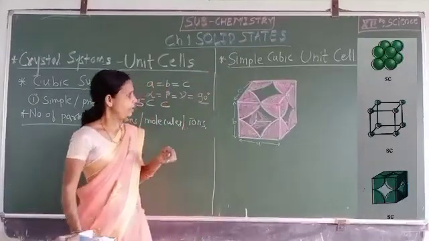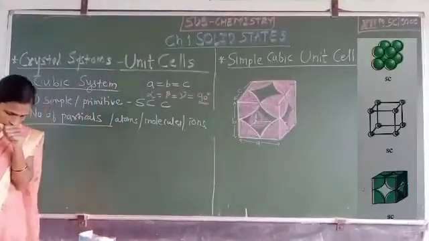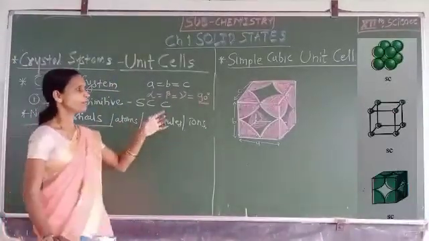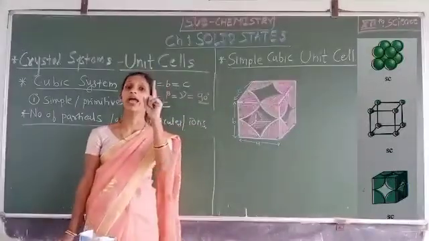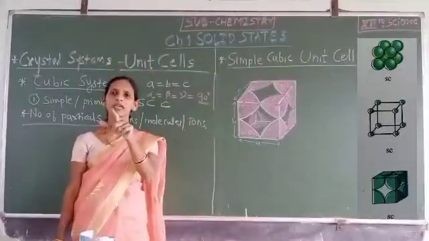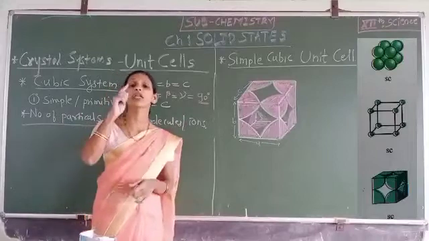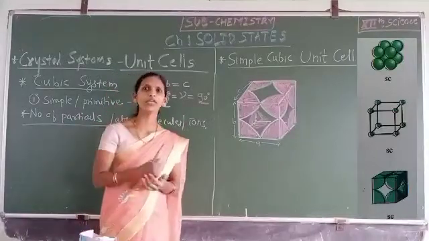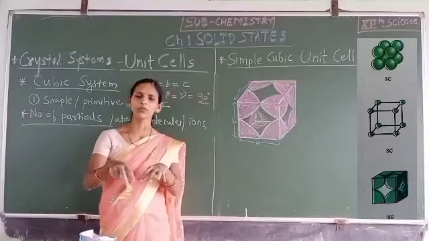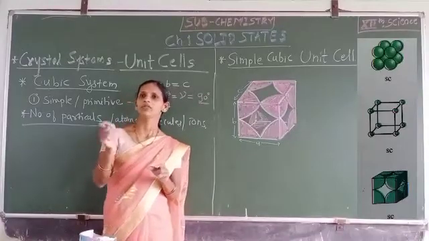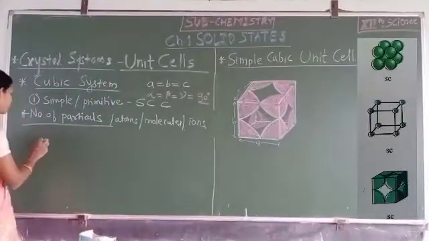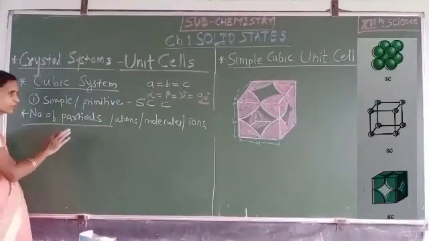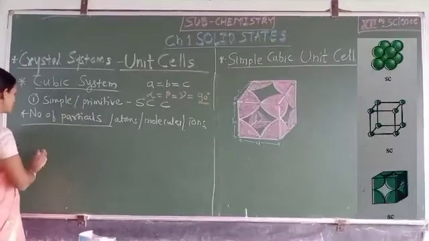That means one particle at each corner of a unit cell is shared among a total of 8 unit cells. That means it contributes to 8 unit cells. Therefore, we can calculate the total number of particles present in the SCC.